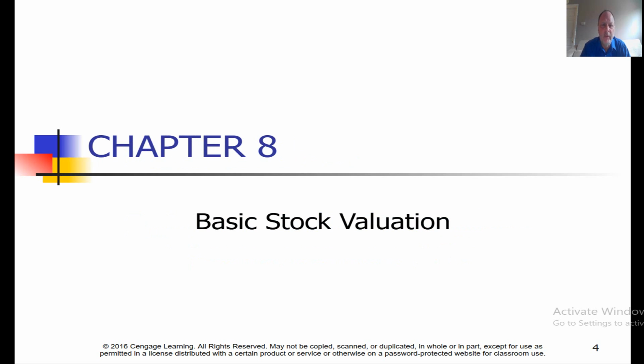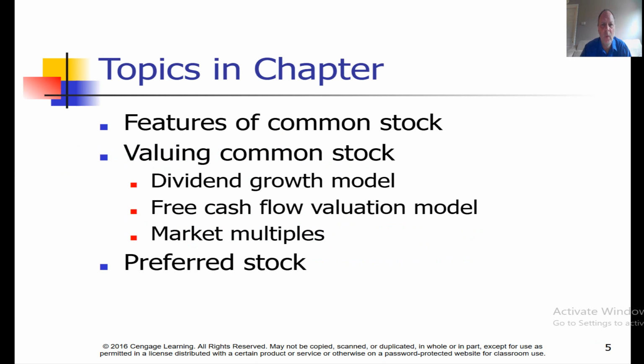In today's lecture, we will cover Chapter 8 on Basic Stock Evaluation from the excellent text by Brigham and Davis. We will first discuss basic features of common stock, then we will go through how to value common stock, including the dividend discount or growth model and the free cash flow valuation model, and also using market multiples such as price to earnings ratio, book to market value, etc. And then we will discuss preferred stock, which is really a form of subordinated debt.